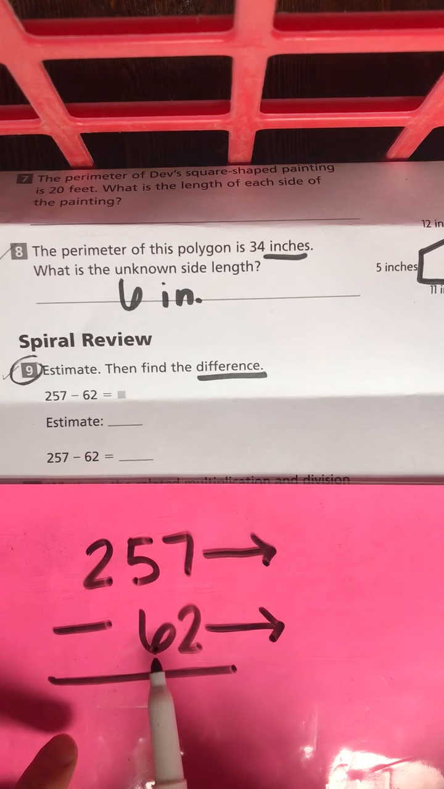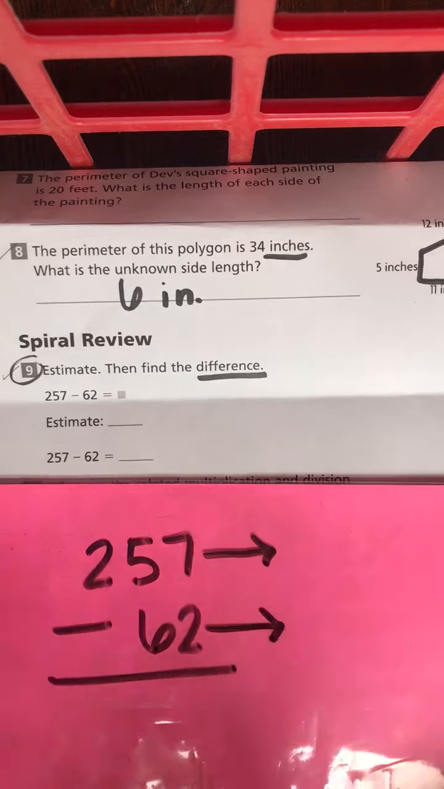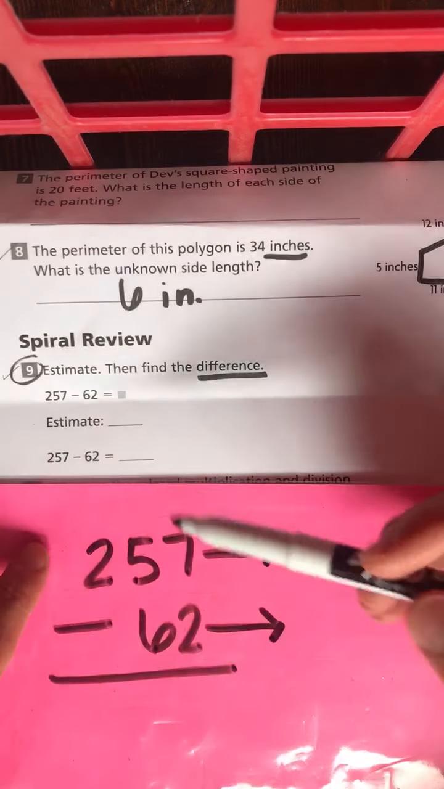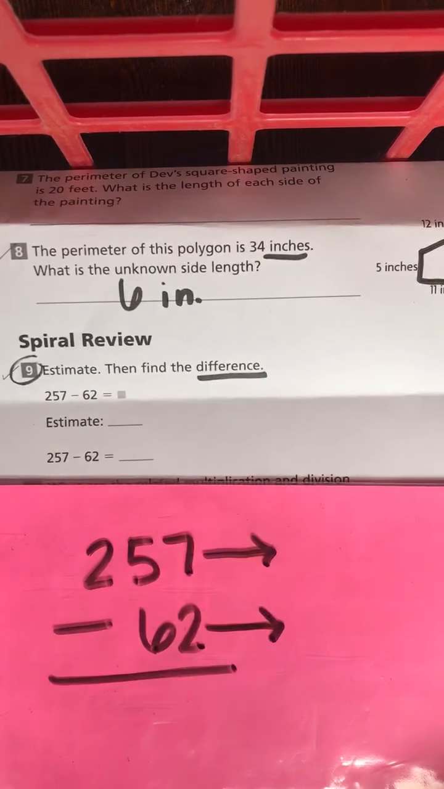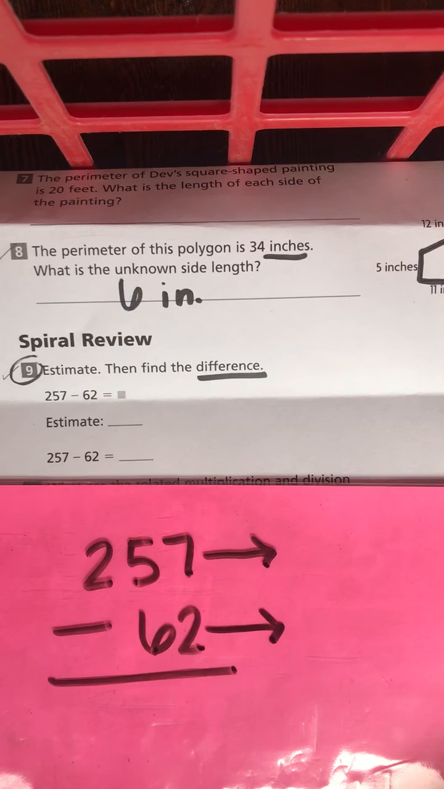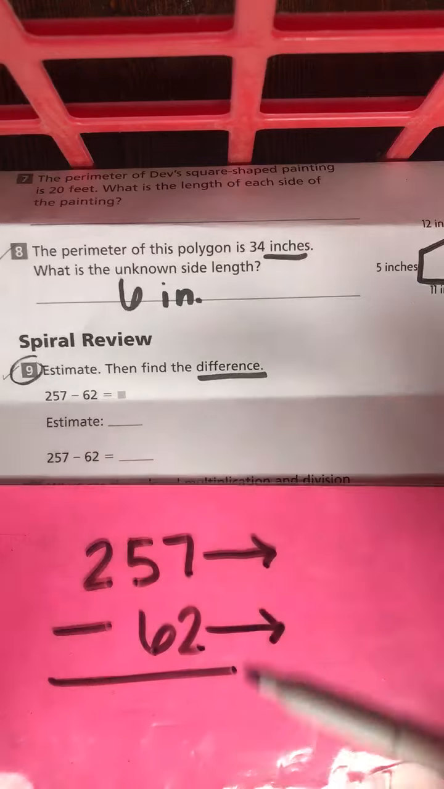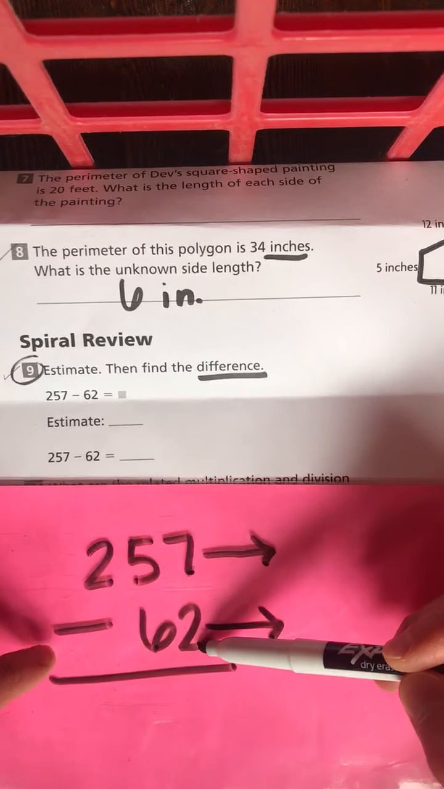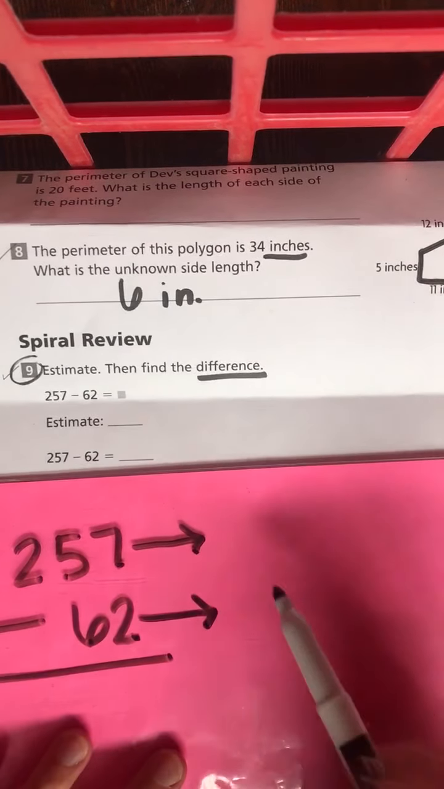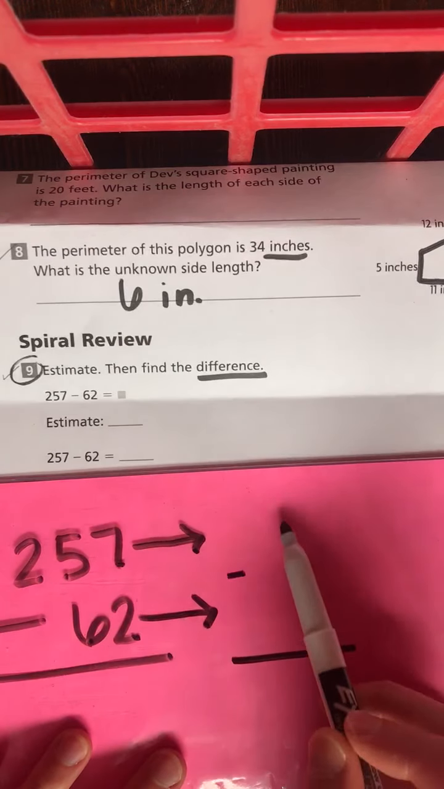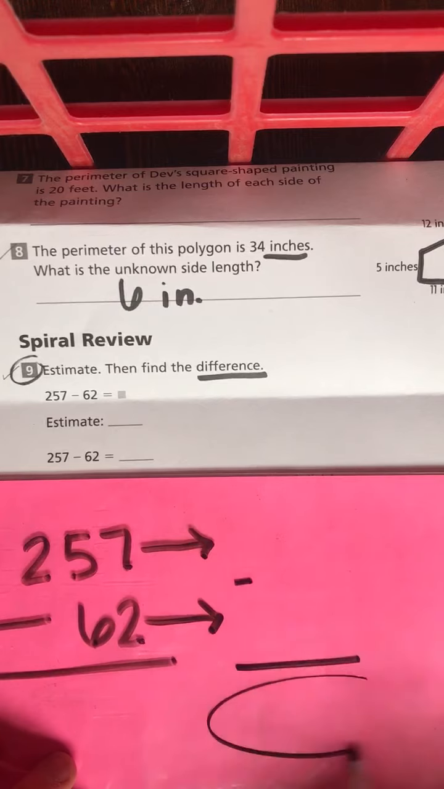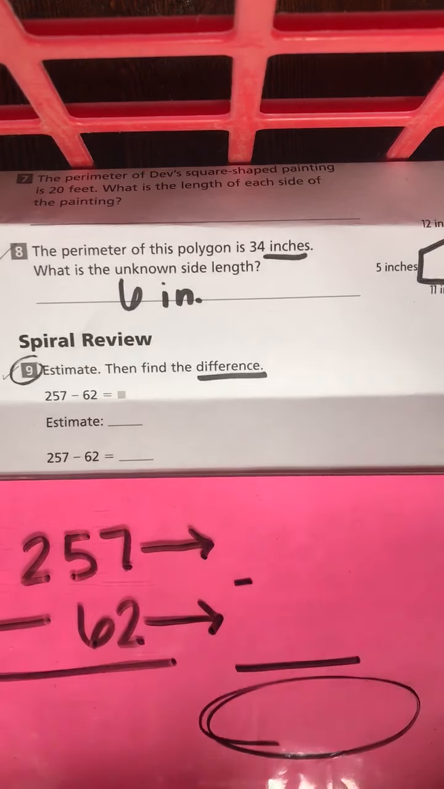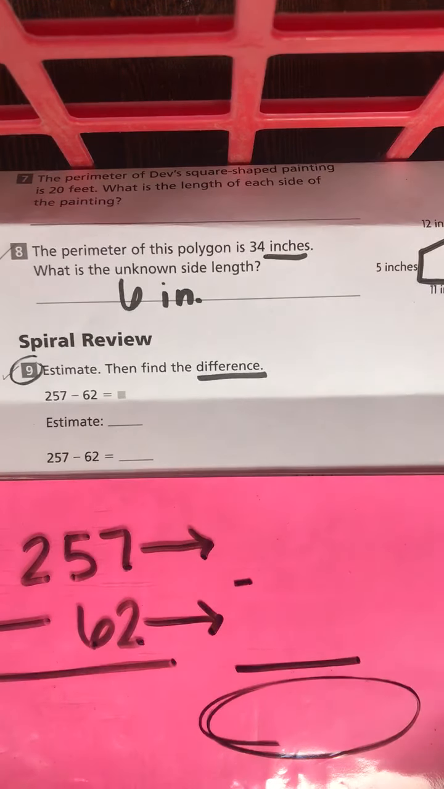Then you're going to round 62 to the nearest 100 or the nearest 10. If you round 257 to the nearest 100, then you also need to round 62 to the nearest 100. If you decide to round to the nearest 10 for the top number, then you need to round the bottom number to the nearest 10. Once you've rounded, write your new numbers here, and then subtract, and the difference would be the answer that you get. Okay, friends, that's it for our workbook review today. Nice job.